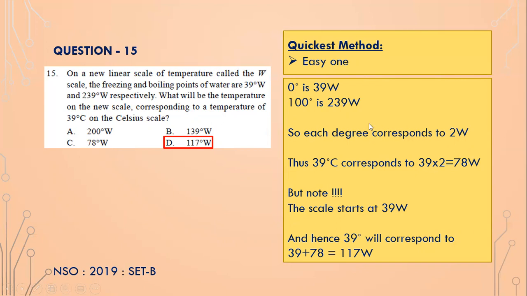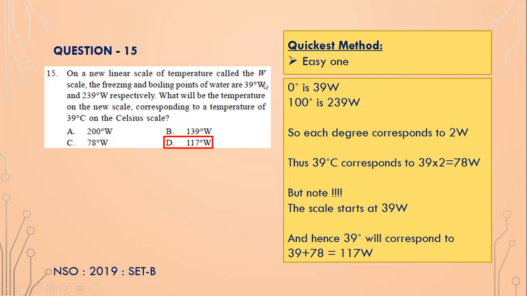So each degree represents 2 W because 0 to 100 corresponds to 39 to 239. So 0 to 100 is a difference of 200 W. So each degree Celsius corresponds to 2 W. So 39 degrees will correspond to 39 into 2, 78 W.